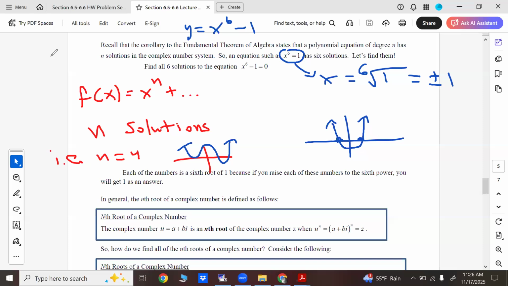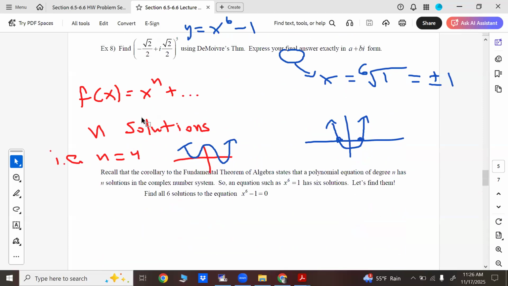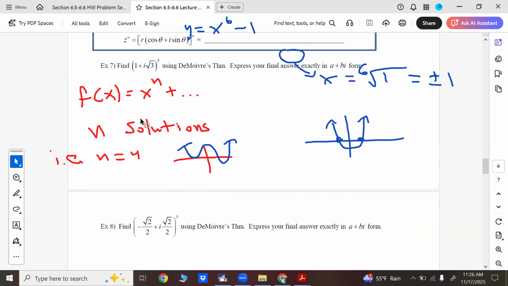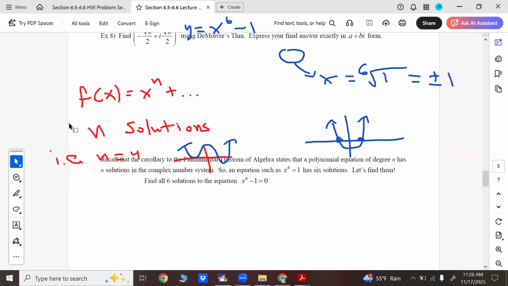Remember, example 8, I think the answer was negative 8, or maybe it was number 7. Yeah, it was negative 8. And remember I said, what's the cube root of negative 8? You guys knew it was negative 2. But how can 1 plus i root 3 cubed get me that? Because 1 plus i root 3 is a cube root of negative 8, as well as 1 minus i root 3. So we're going to see that.